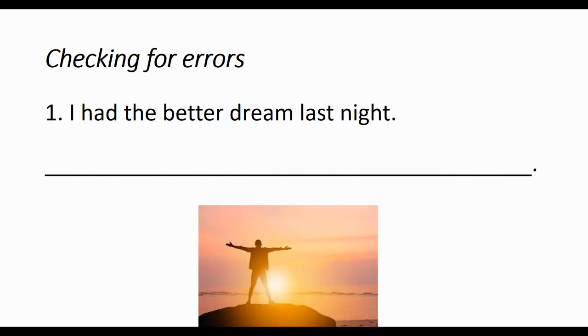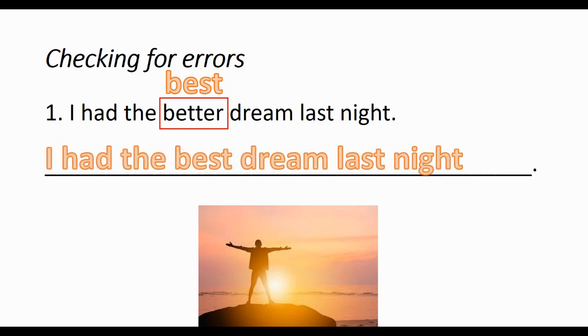Okay, so how do I check for errors? Let's look at sentence number 1. I had the better dream last night. This is a general statement, okay? It's talking about one dream. And because of the word the, I know that this has to be a superlative adjective. So better is incorrect. Better only compares two things. So better is the error. I have to change better to the best. And this sentence should read as, I had the best dream last night.